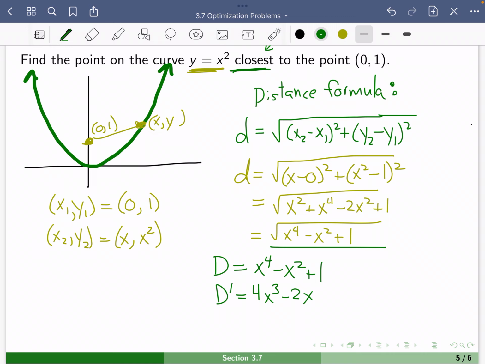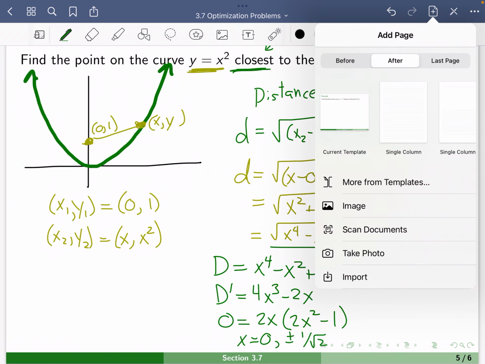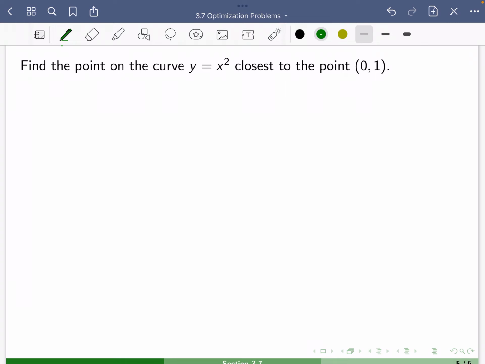What are we going to do with that derivative? We're going to set it equal to 0. You could factor out of that thing a 2x. And that would leave you with 2x squared minus 1. And so x is 0, or x is plus or minus 1 over the square root of 2. So that's what we have as some potential solutions. So let's determine which one of those are the maximums or minimums.